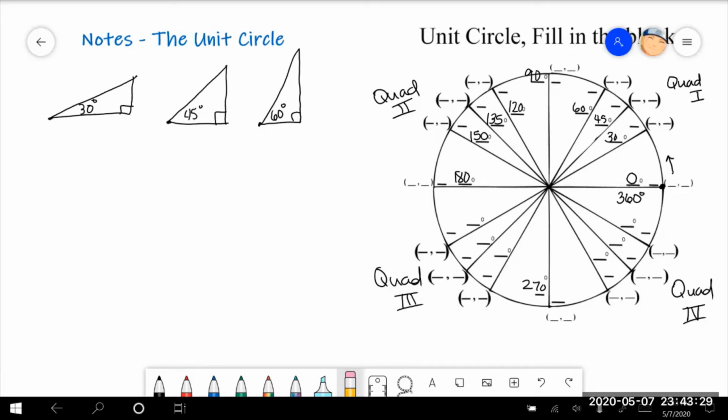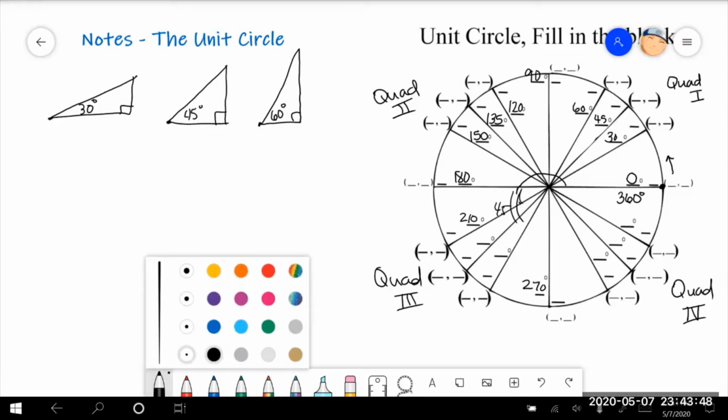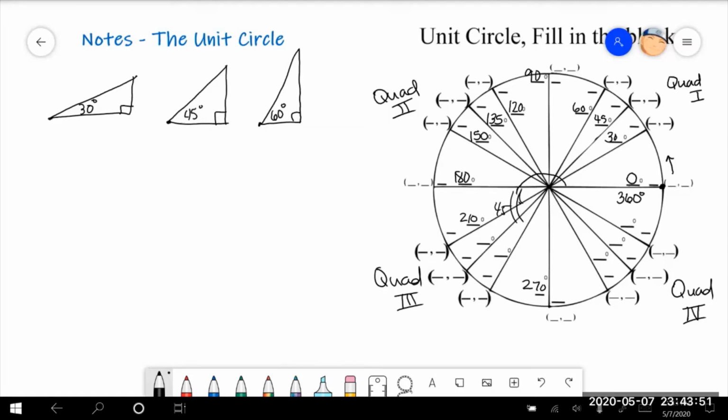Okay, so continuing on now, I've got to add because I've got 180 plus 30, okay, I get 210. 180 plus 45, I get 225.